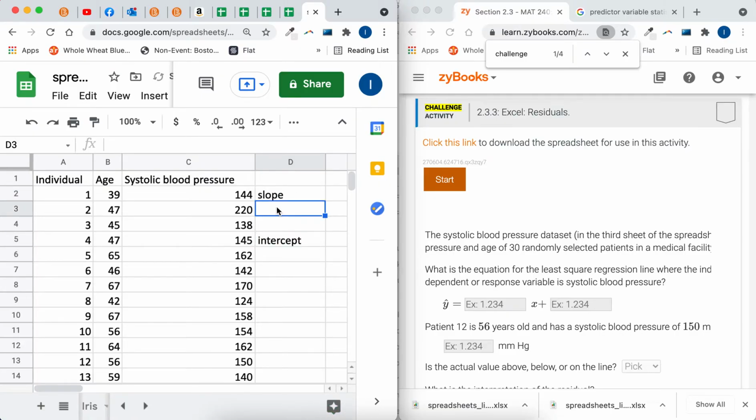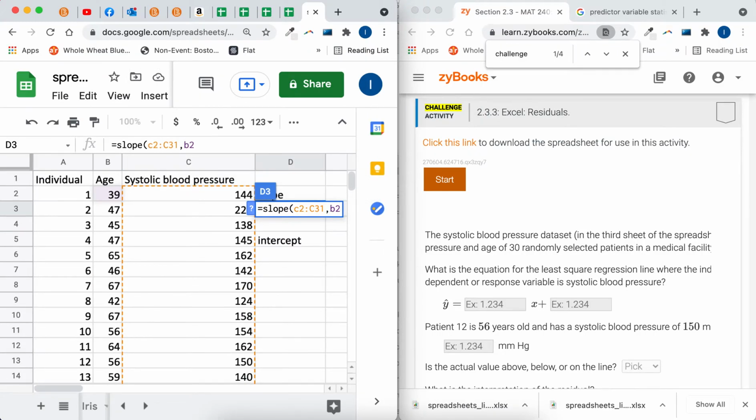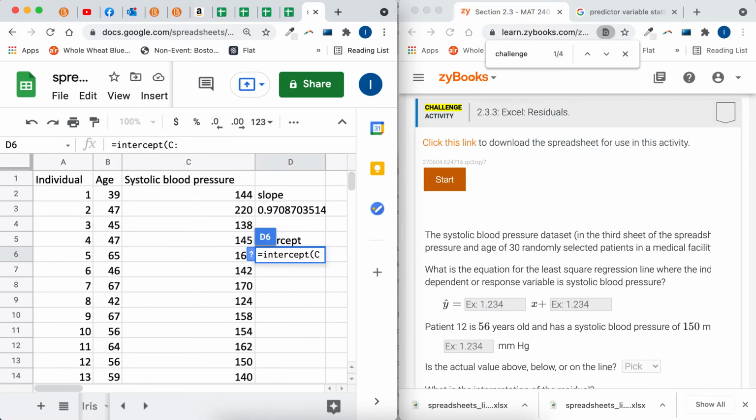So for a least squares regression line, we need a slope. We need an intercept. The slope, you type equals slope, open parentheses, and it goes y variable first. So it starts on C2, and then it ends on C31. So put a comma, and then the x variable, B2 colon B31. You can click and drag those too, like I've shown in other videos. Same thing with the intercept, like we've done in other videos. This is C2 to, I forgot what the number was, C31. That's supposed to be a colon. C2 colon C31, comma, B2 colon B31. It's got to be the y variable first, or else it's not going to come out right.